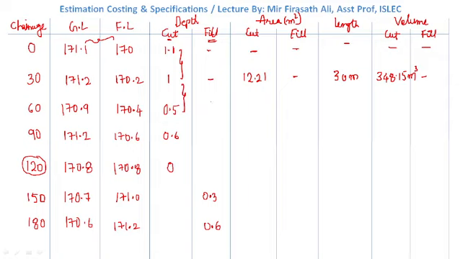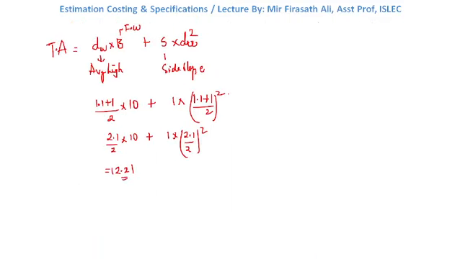Similarly, which two depths do we need to take now? 1 and 0.5. What will be the area? Again substitute in dw into b plus s into dw square. What will be the average? 1 plus 0.5 by 2, into 10 plus 1 into 1 plus 0.5 by 2 whole square. This is for chainage 30.